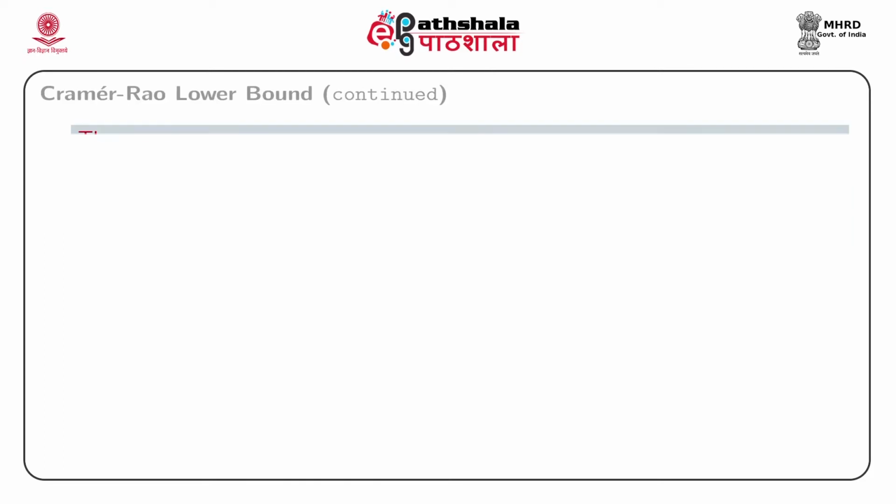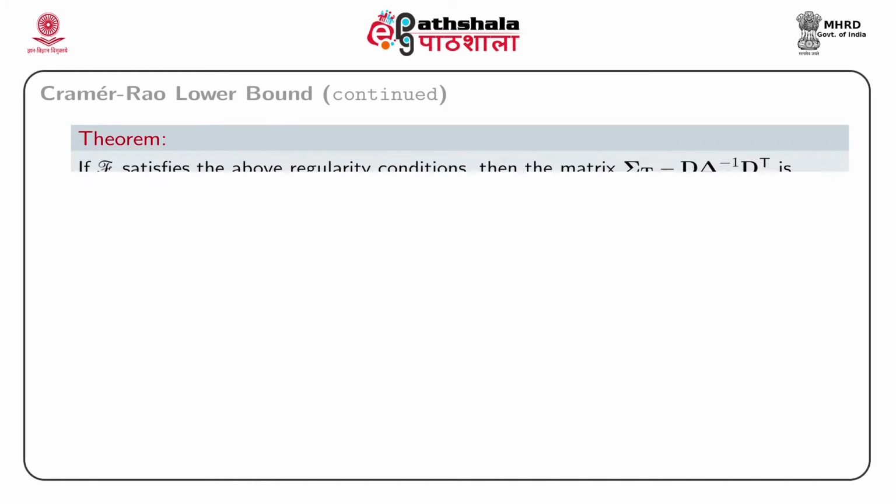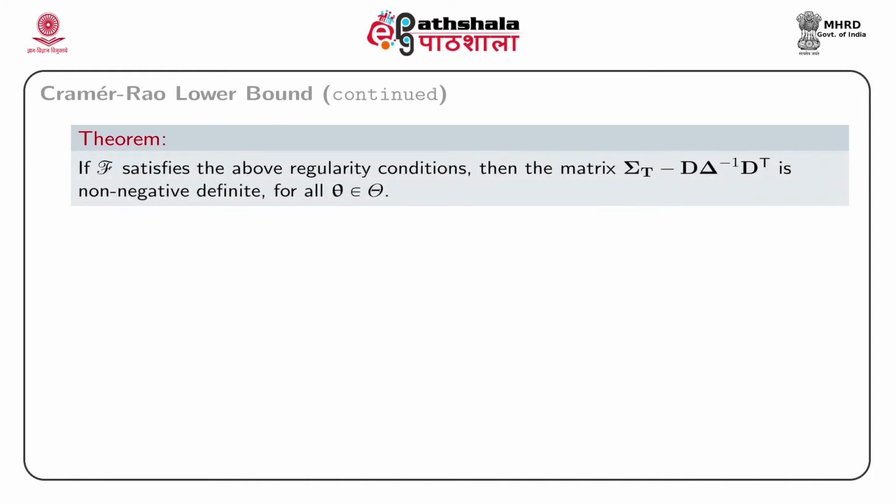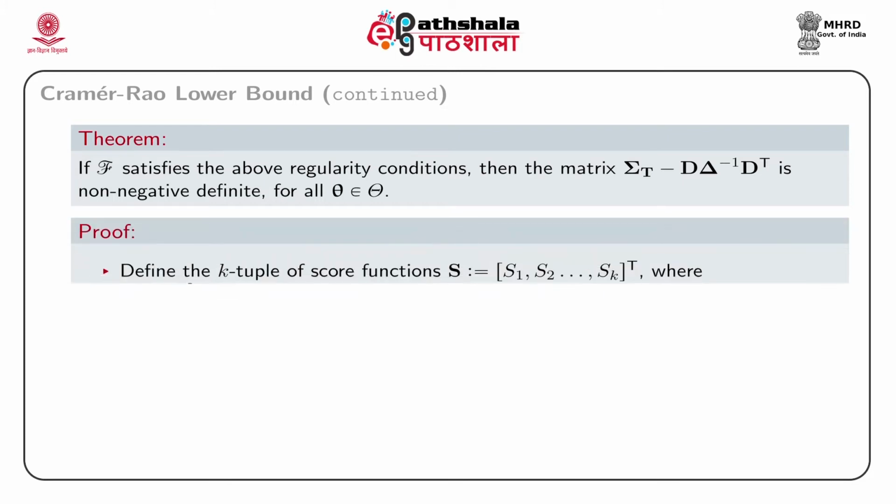Now we shall discuss the main theorem. If script F theta satisfies the above regularity conditions, then the matrix sigma T minus D into delta inverse into D prime is non-negative definite. We consider the proof of this theorem.